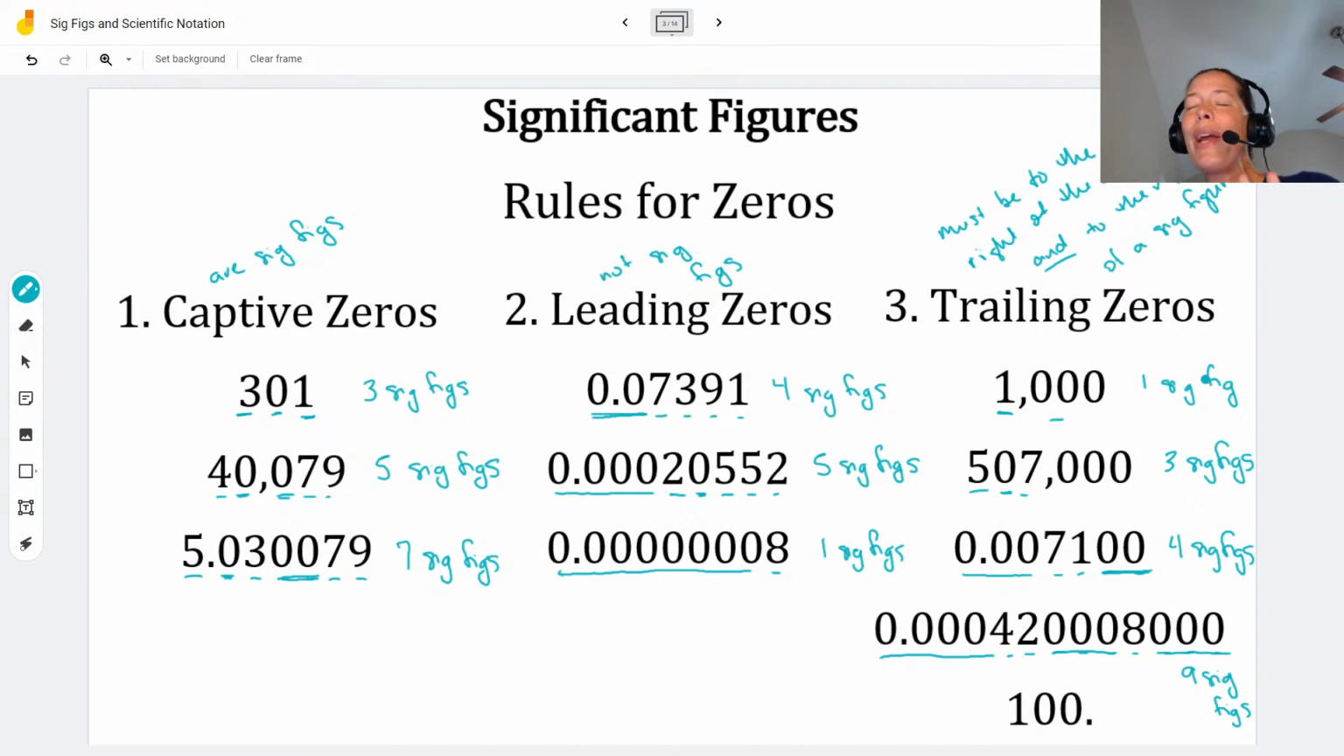But one kind of quick and dirty trick to make those trailing zeros significant is if you put the decimal place afterwards, then you tell the reader, hey, those are zeros, they are trailing, they're not supposed to be significant, but actually in this case they are. So for this 100 with the decimal point right there, that gives 3 sig figs. If it did not have the decimal, it would only have 1 sig fig.